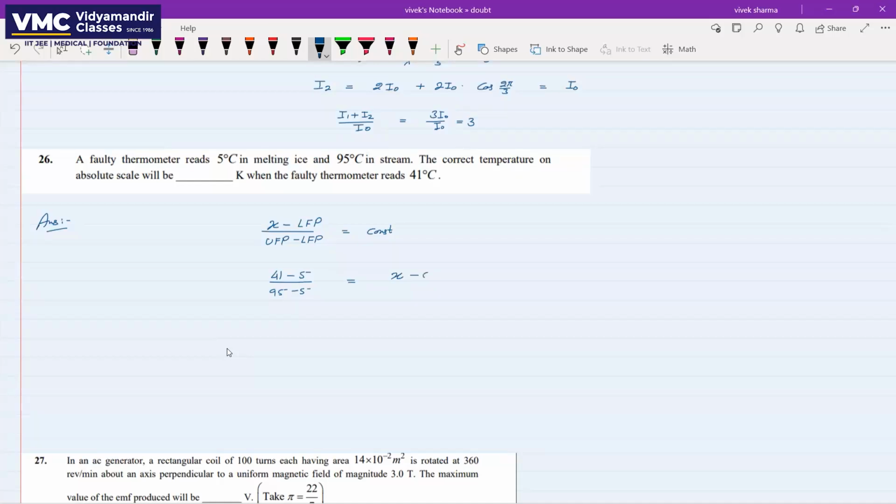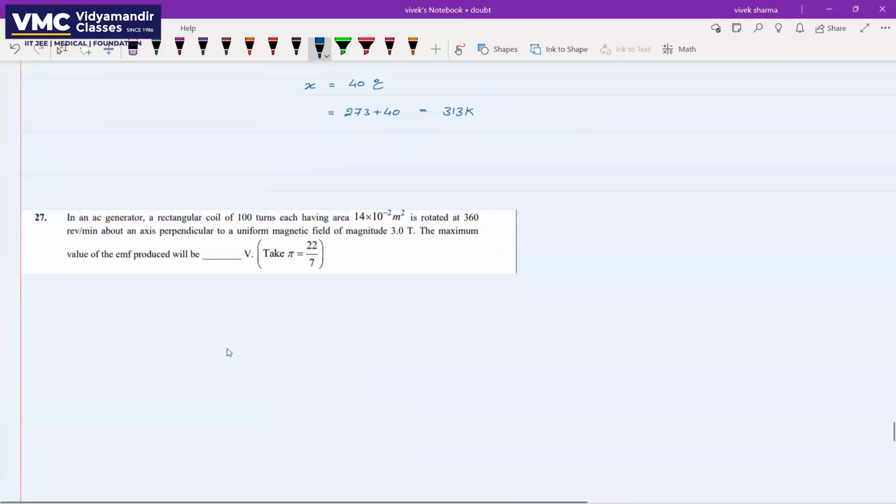minus, and actual lower limit, lower is 0 and upper is 100, freezing point 0 and boiling temperature it is 100. So 100 minus 0, and from here I can calculate x as 40 degrees centigrade, and as in question it has been asked in Kelvin, so it is 273 plus 40, and that is 313 Kelvin. So correct answer is 313. Now moving to question number 27.